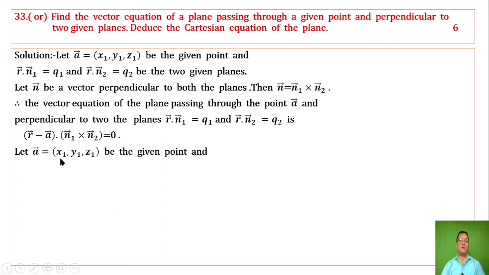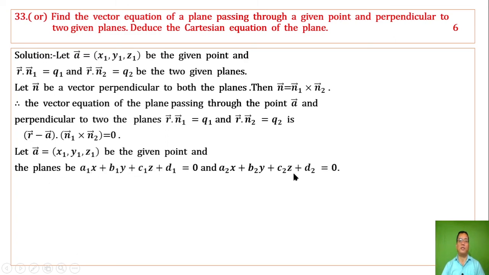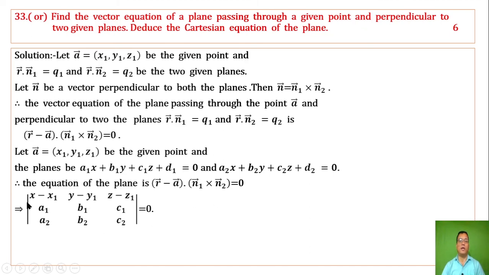Let a vector equal to x1 y1 z1 be the given point and the planes be this and this. The equation of the plane is this, which is the scalar triple product of three vectors. Their value is given by this determinant.